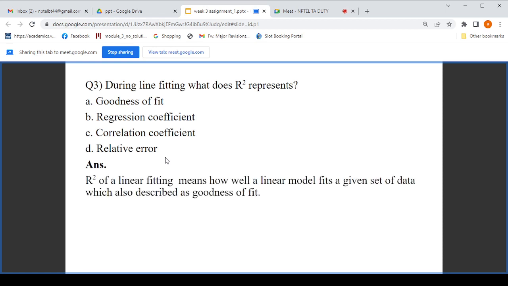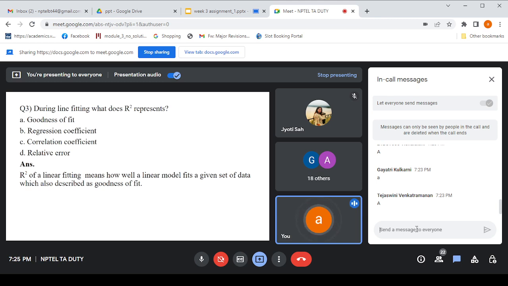R square of a linear fitting means when we fit certain data points to a straight line equation, how accurately the linear model fits the data points on that particular straight line. For finding that value, we mostly check the R square. So R square basically describes the goodness of fit. Can anyone tell me what is the correct terminology of R square? Like the correlation coefficient is usually denoted as small r, then what is the representation of capital R square, or goodness of fit?